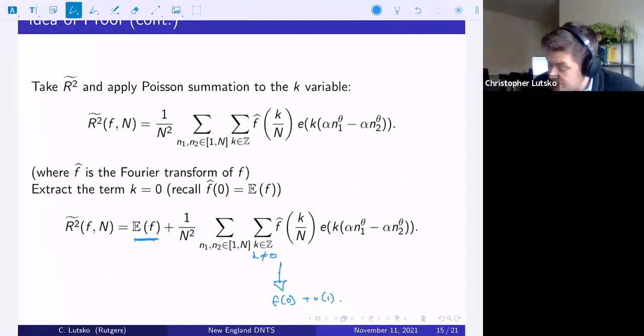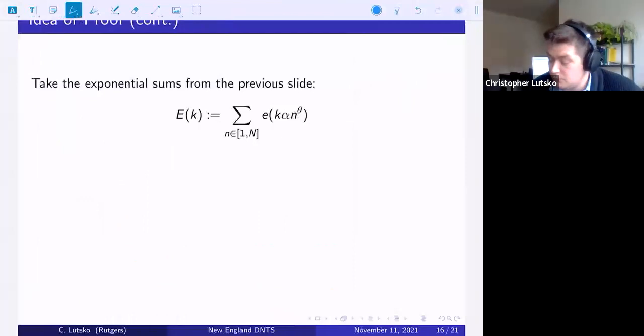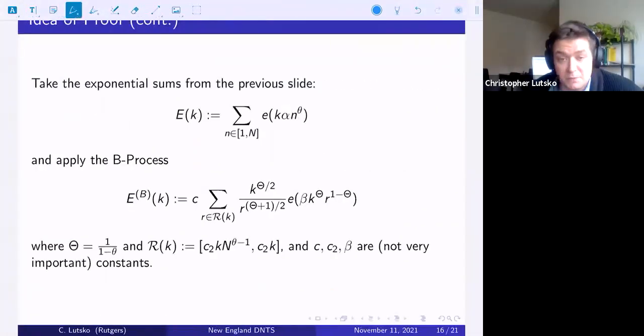Okay, so we have this exponential phase, and we have our sums n1 and n2. Let's move the sum on the inside, and we get two exponential sums, which look like this. E of k is the sum, n goes from 1 to n, of e of k alpha n to the theta. We're going to hit this with the B process. We get a transformed phase. Here, capital theta is 1 over 1 minus little theta. Don't worry too much about that.